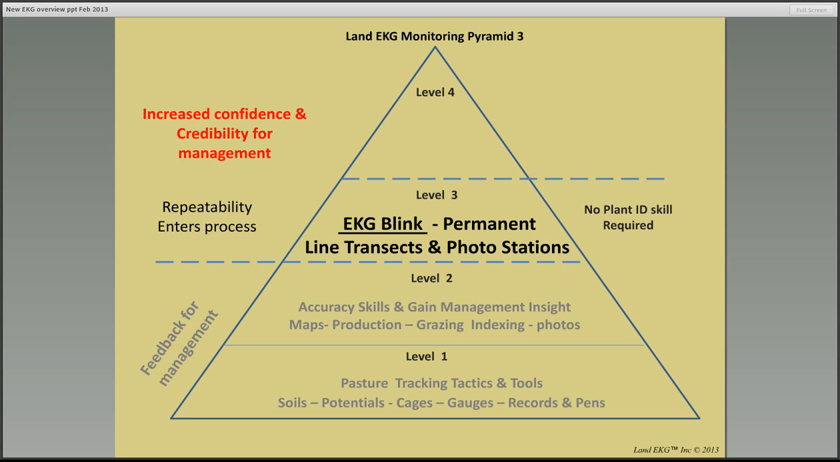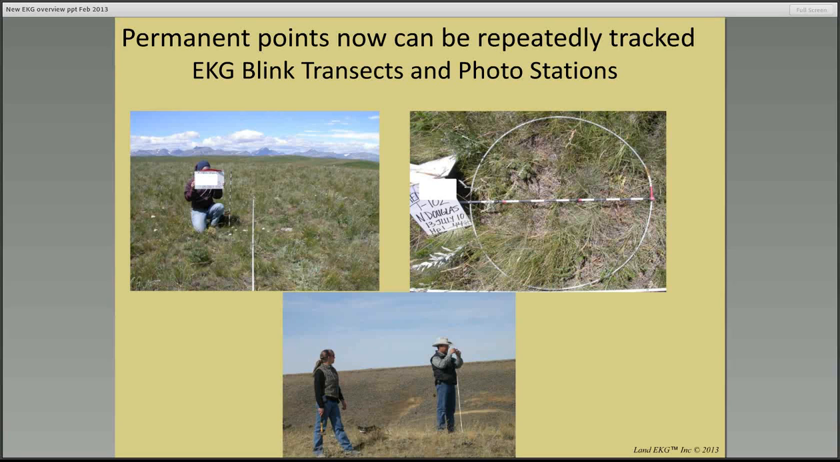And this initial level of that is what we call EKG Blink. This starts to include things like line transects, different lengths of line transects, or photo stations or erosion stations that can be set up that don't necessarily require plant identification skill, but provide a very effective mechanism, time-wise and energy-wise, to go out and collect information. And so we've got some simple examples of areas where the transect line has been set up. It's always important to have some kind of identification in there, so photography is a big deal.